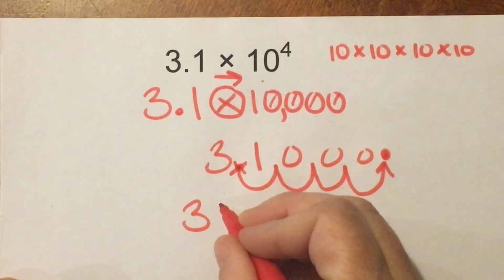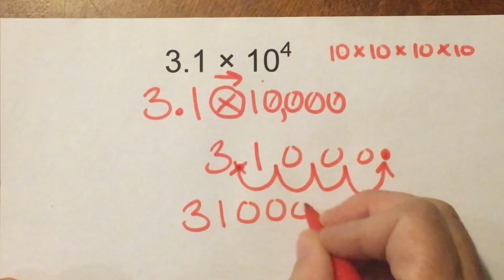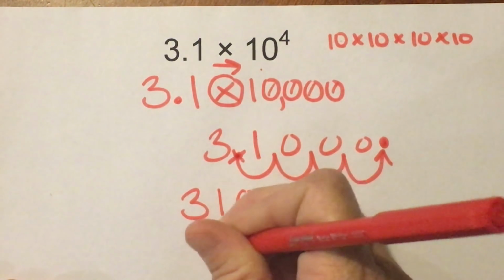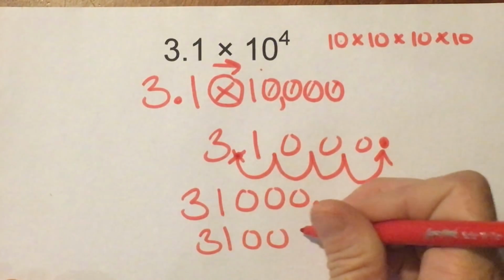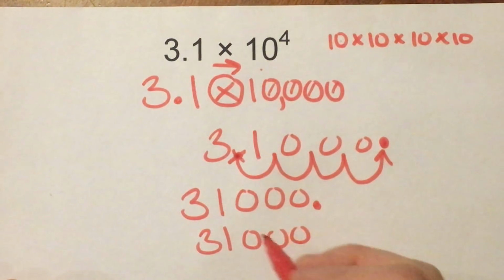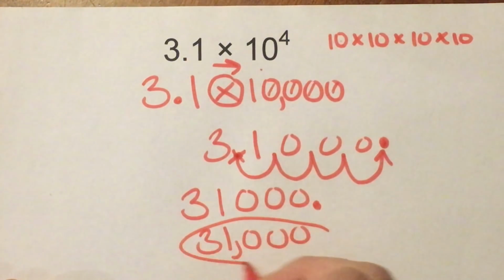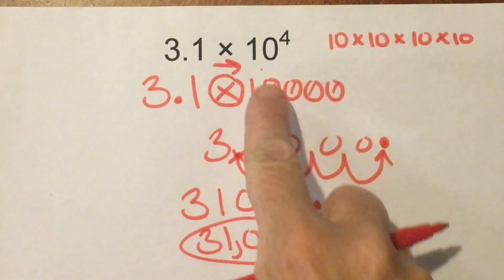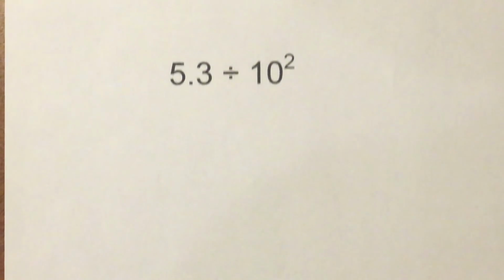So my answer is 31000 decimal, but a better answer is 31000 no decimal, because I don't need it at the end of a whole number, and a comma would make it even better. So really my only new step was changing this to this. Let's look at another one.